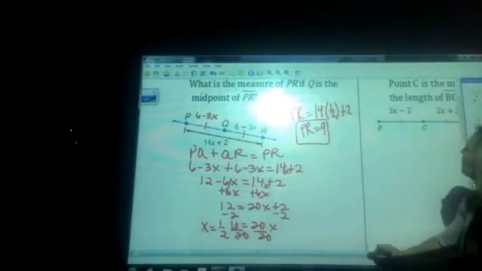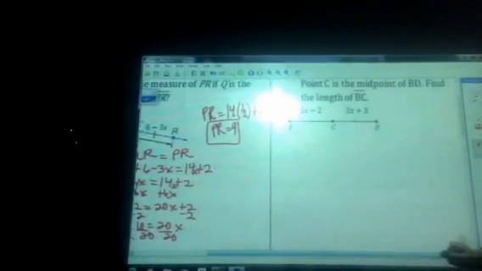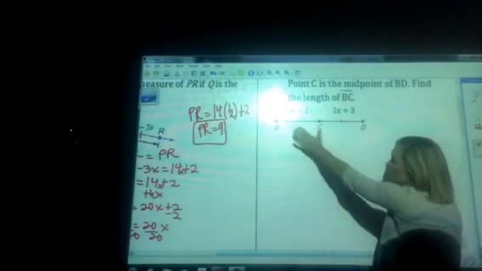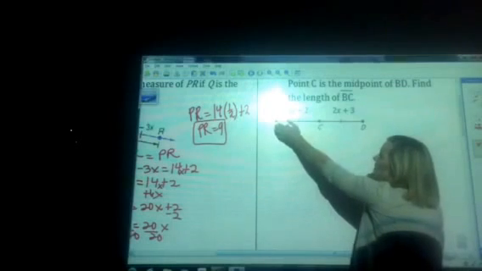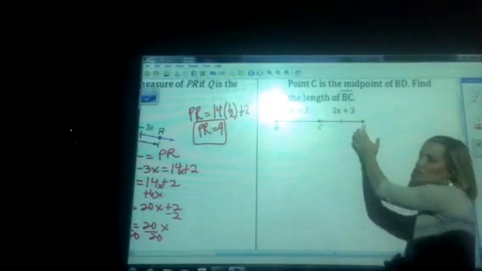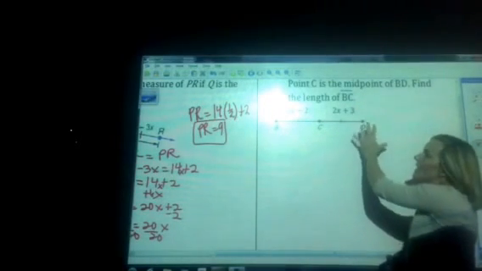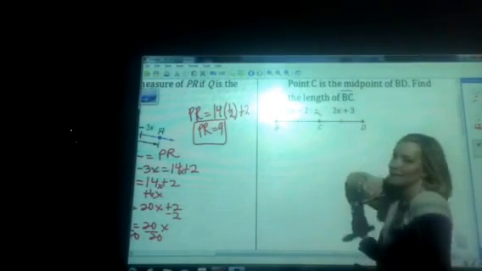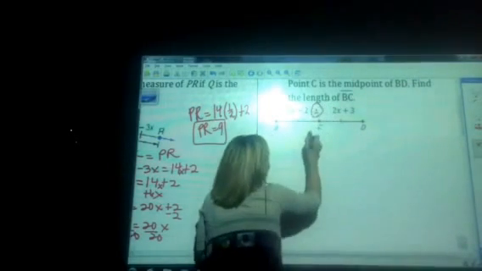All right, and last problem over here. It says point C is the midpoint of BD. Find the length of BC. Notice the difference here. They're telling me that they're congruent. I don't know the length of BD, so I can't do my part plus part equals whole. But I do know that if these are congruent, then their measures are the same. So I'm just going to set them equal to each other.